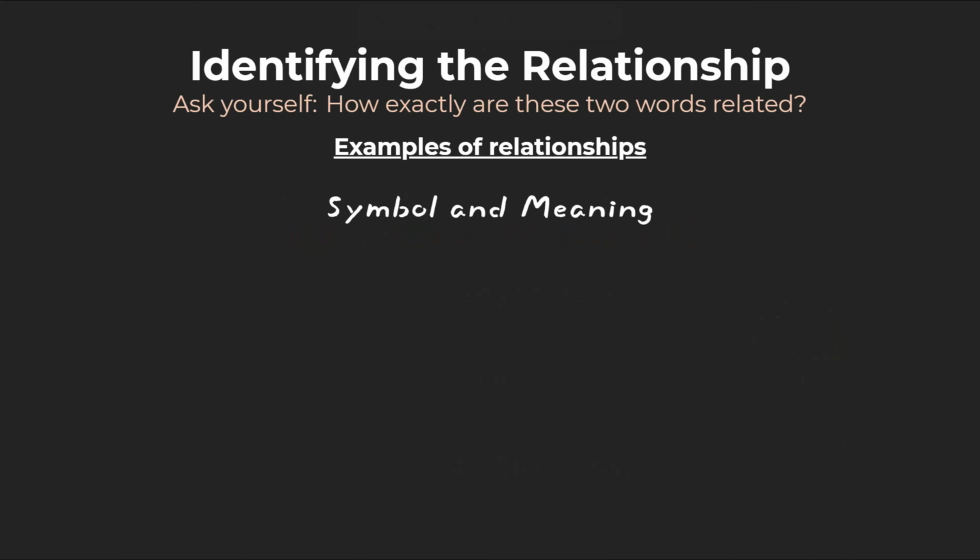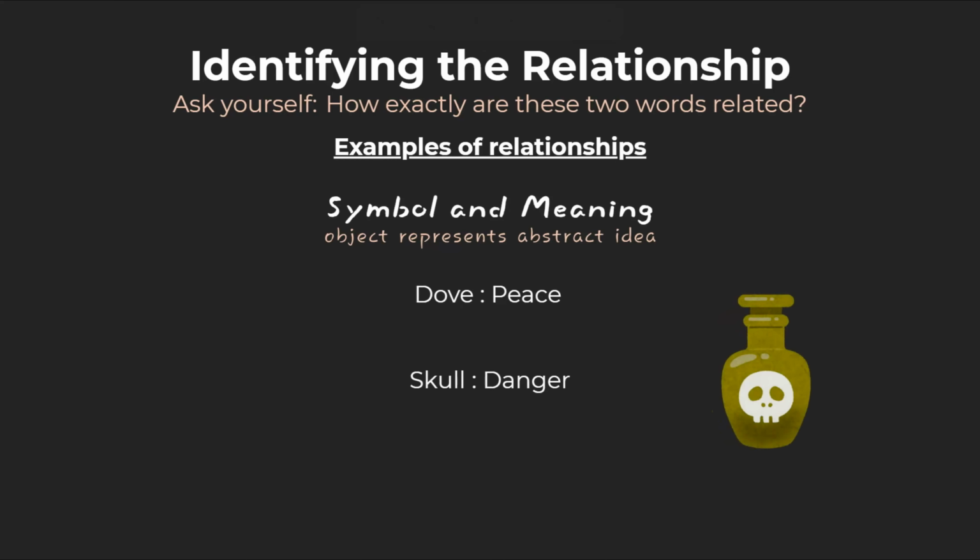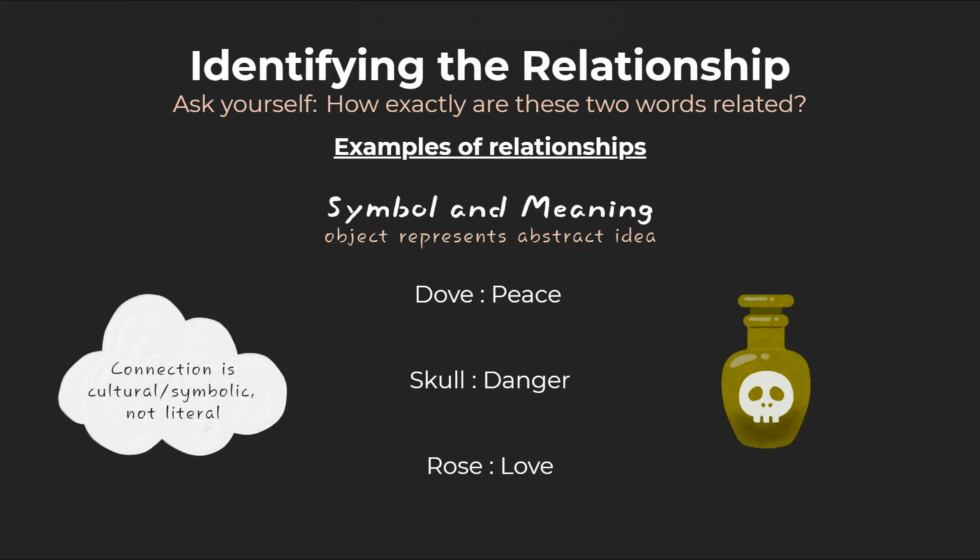Symbol and meaning. In this relationship, an object or sign represents an abstract idea. For example, dove is to peace, skull is to danger, or rose is to love. These relationships are based on convention or symbolism rather than physical properties. The connection here is cultural or symbolic, not literal.